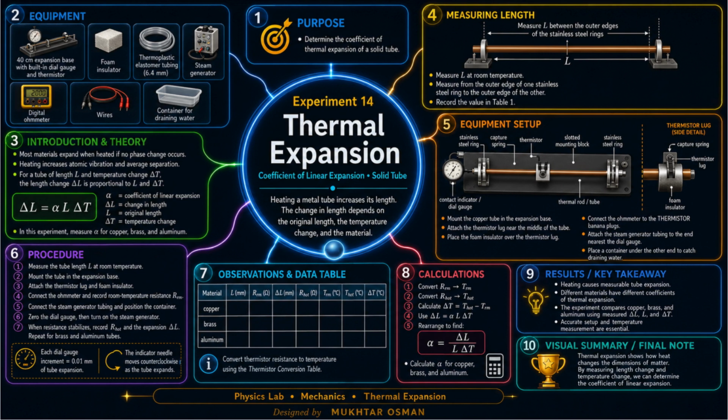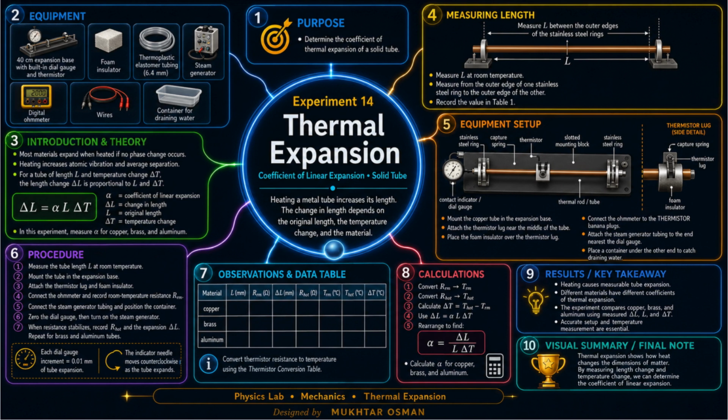8. Calculations. 1. Convert RRM to TRM. 2. Convert RHOT to THOT. 3. Calculate delta T equals THOT minus TRM. 4. Use delta L equals alpha L delta T. 5. Rearrange to find alpha equals delta L over L delta T. 6. Calculate alpha for copper, brass, and aluminum.